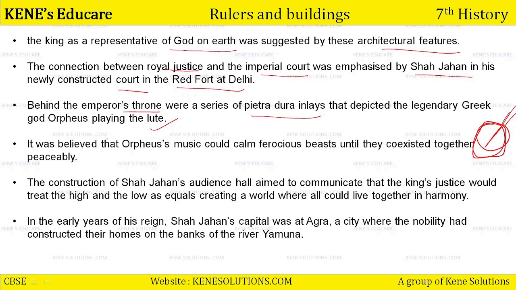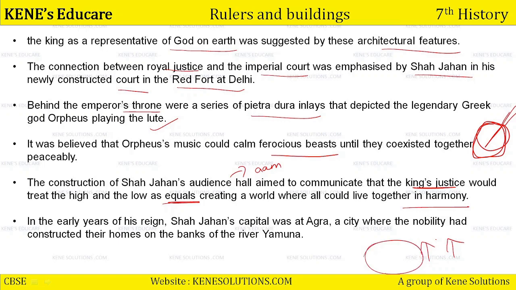Why this god Orpheus? Because it was believed that Orpheus's music could calm the ferocious beasts until they coexisted together peaceably. The construction of Shah Jahan's audience hall, Diwan-e-Aam, aimed to communicate that the king's justice would treat the high and the low as equals, creating a world where all could live together in harmony. क्या मतलब है जस्टिस का? चाहे आपका क्रीड कोई भी हो, चाहे आपका कास्ट कोई भी हो, whether you are rich or poor, belonging to any creed, class, family, no matter what, king will give you justice and all can live in harmony in the king's reign.